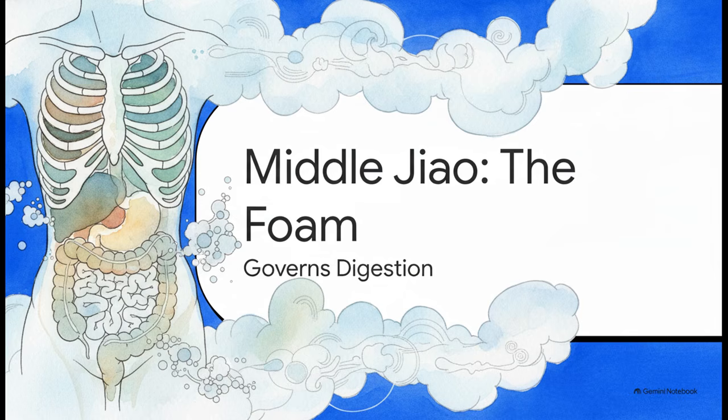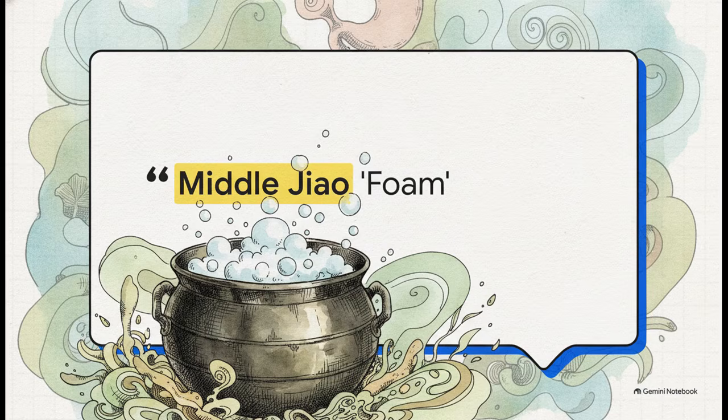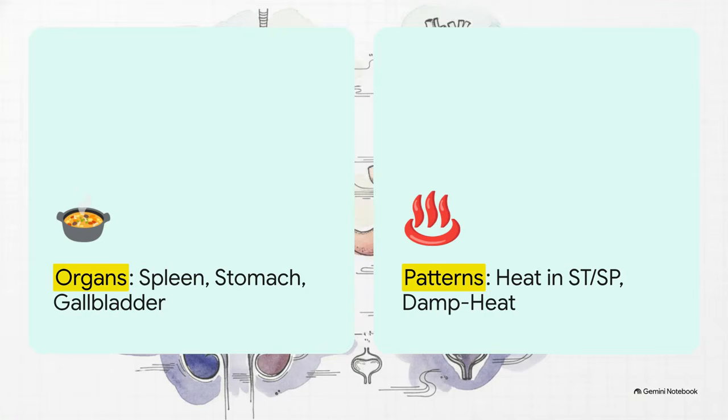Continuing our descent through the torso, we hit the metabolic center. Section 3, Middle Jiao, the foam that governs digestion. The Middle Jiao is described as foam. It's a brilliant way to illustrate its role in churning, transforming, and governing the digestion of food and fluids. Honestly, think of a bubbling, active cauldron constantly breaking things down so your body can actually use them. The core digestive organs hang out right here: the spleen, the stomach, and the gallbladder.